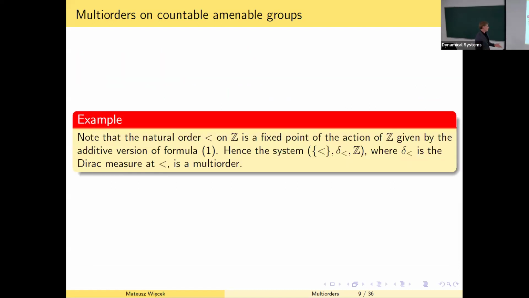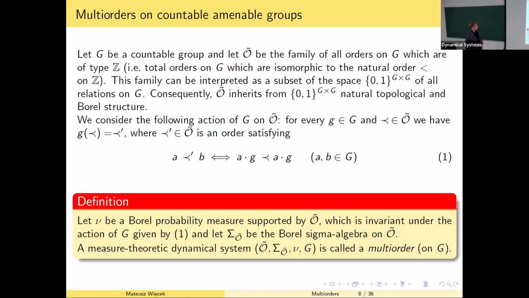Okay, but so maybe first a very simple example. Later I will present some other examples of multi-orders. Could you please go back one slide? Yeah. Okay, thank you. I was going to ask if it's a probability measure because I have no time to read. Is it somehow obvious that such a measure always exists?